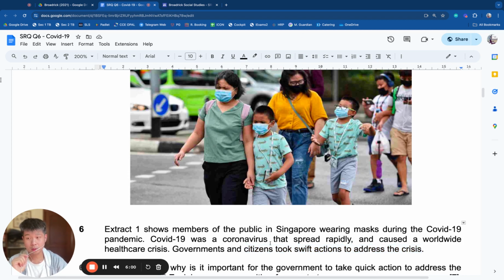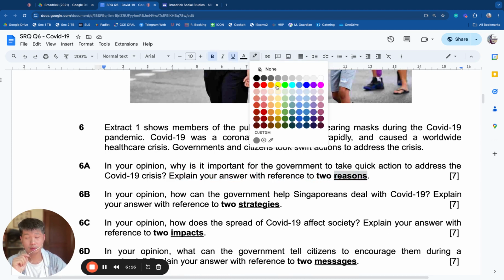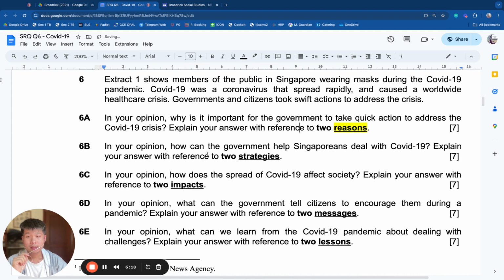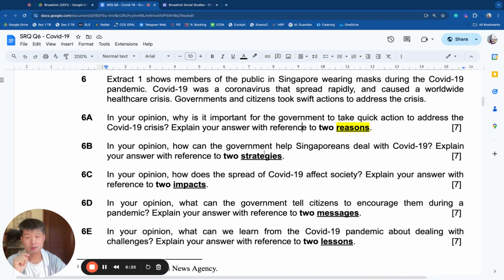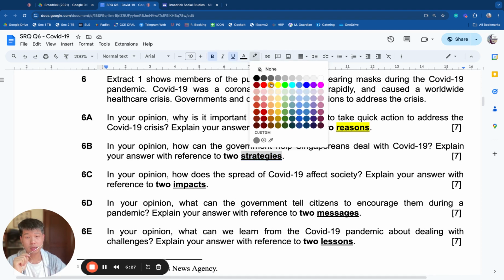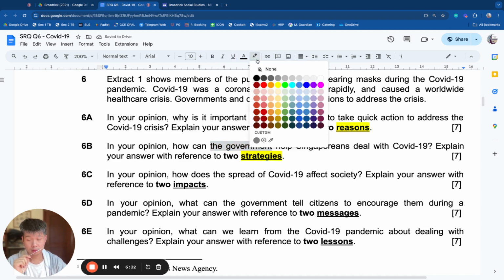So let's look at the questions I've crafted in the worksheet now with this idea that any blah blah could be asked. 6A. In your opinion, why is it important for the government to take quick action to address the crisis? Explain your answer in reference to two reasons. So here I want reasons, highlight. 6B. In your opinion, how can the government help Singaporeans deal with COVID-19? Explain your answer in reference to two strategies. So highlight strategies.